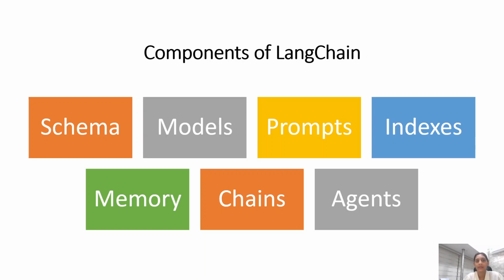So let's begin by starting with the components of LangChain. The components of LangChain are schemas, models, prompts, indexes, memory, chains, and agents. Our aim is that we'll be diving into each of these components gradually as we progress in the course. And today we'll be covering schema in detail.